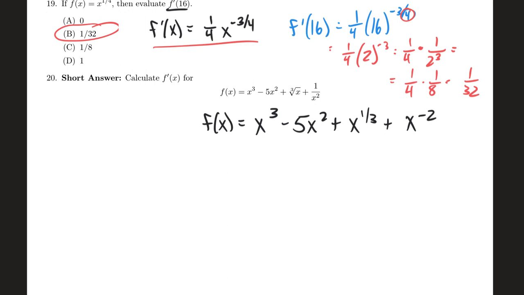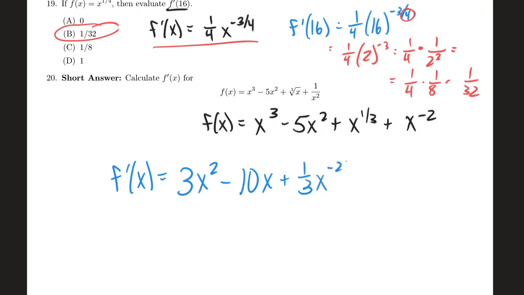So now I can just use the power rule. Bring down the power, subtract 1. Bring down the power, subtract 1. X to the first, I'll just write it as x. Bring down the power, subtract 1. Bring down the power, subtract 1. It doesn't say you should simplify anything, so I'd be fine with this answer. If you wanted to write it in a slightly nicer way, without negative exponents, it would look like this.